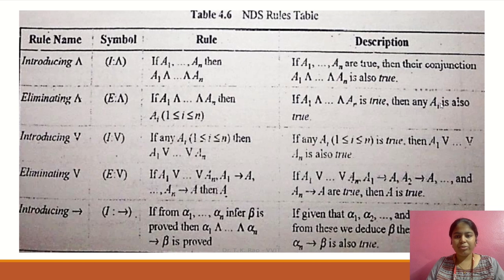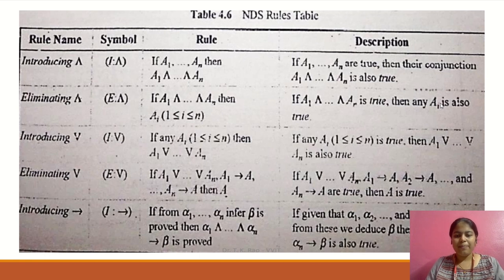Introducing AND. If A1, A2 and so on up to AN are true, then their conjunction, that is A1 and A2 and so on up to AN, is also true. Eliminating AND. If A1 and A2 and so on up to AN is true, then any AI is true where I is greater than or equal to 1 and less than or equal to N. Introducing OR operator. If any AI where I is greater than or equal to 1 and less than or equal to N is true, then A1 or A2 or and so on up to AN is also true.